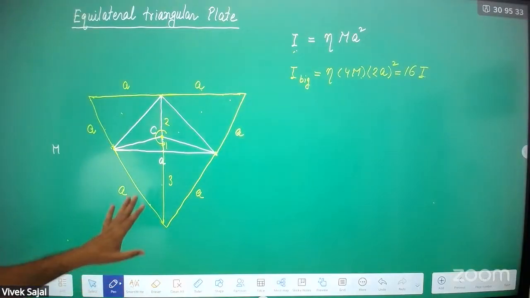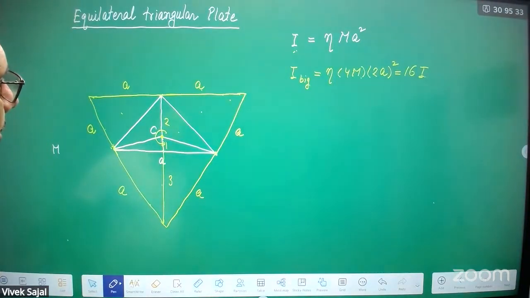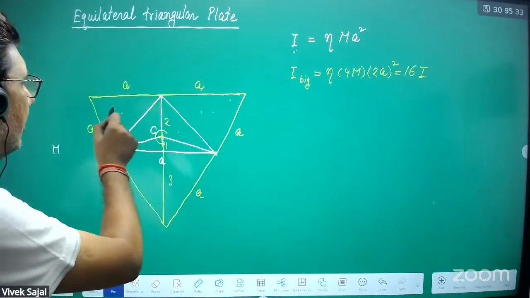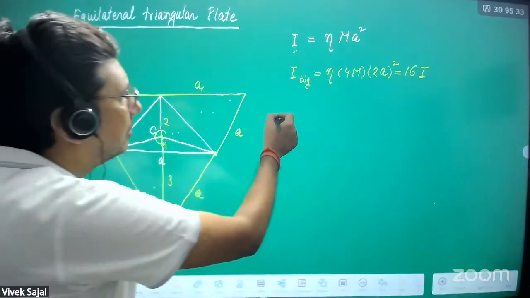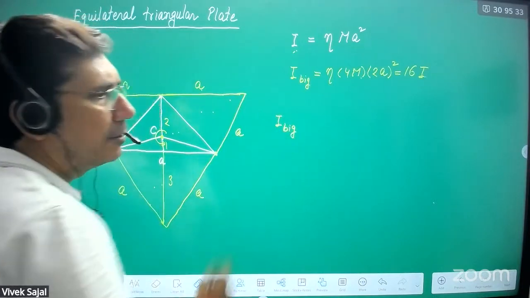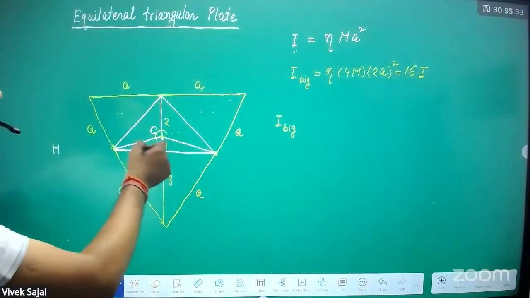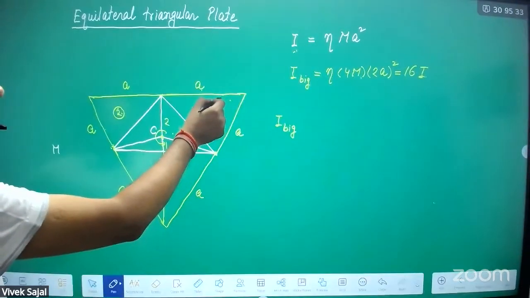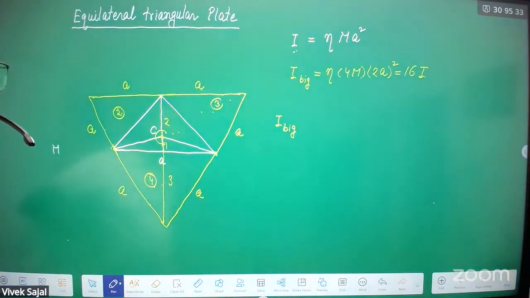Yes. ठीक है. Now this is one way. Now can you tell me, if you consider them individually, you are individually considering this and this, can you find out the I big? So this complete structure is made up of 4 parts. One part is this. Second part is this, suppose. Third part is this. Fourth part is this. So it is made up of four parts.